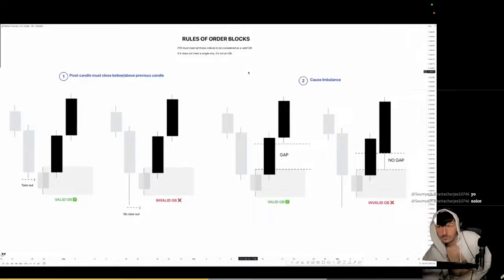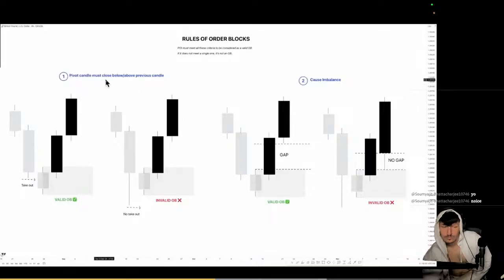If it does not meet a single one of them, it is not considered a valid order block. You can consider it a supply or demand zone or whatever, but it is not considered a valid order block if it does not meet any one of these 4 criteria. So let me repeat myself, it must meet all 4 criteria.